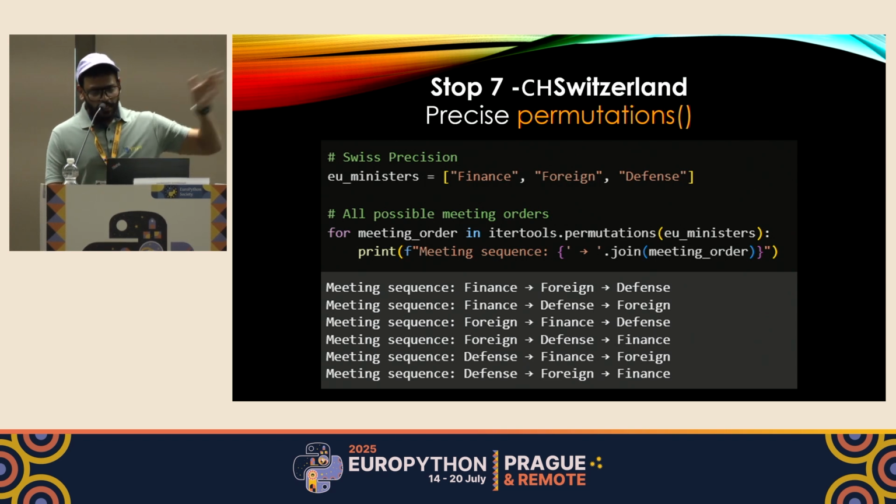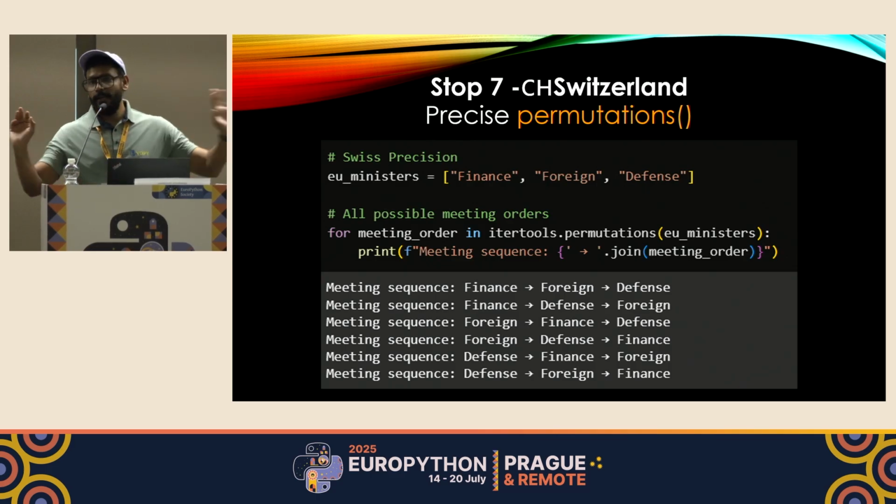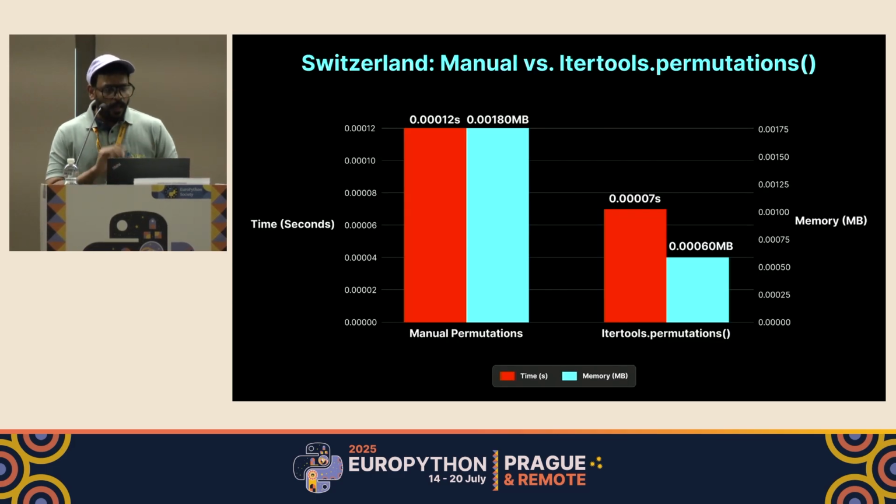Now if you look at the output, it gives us the 6 possible arrangements of these 3 ministers. Again, there is no nested loop, no index juggling, just one line of code that gives you the precise ordered results. This is ideal, especially if you need to explore sensitive combinations, and it does it with Swiss-like clarity. On the performance side, it's much faster, and the memory consumption is also much less compared with the native approach.